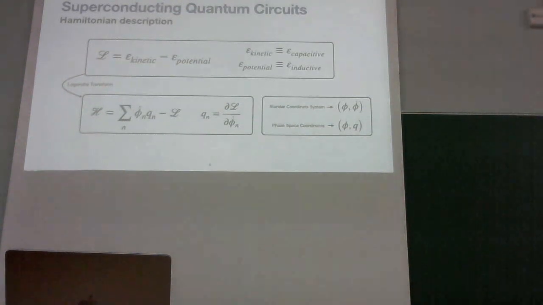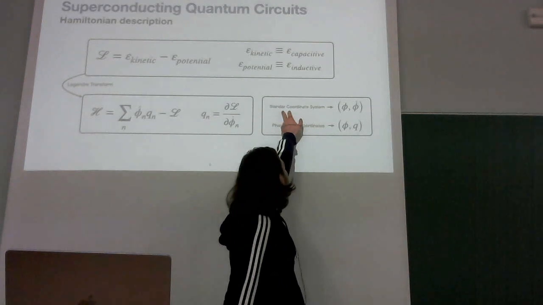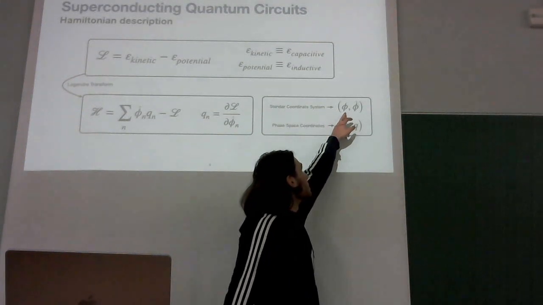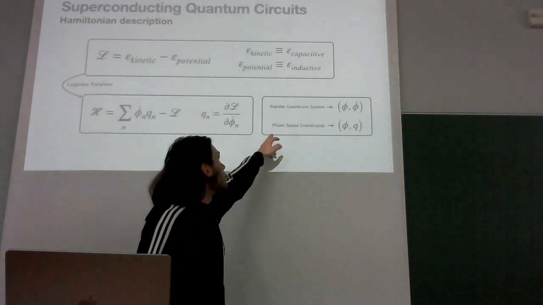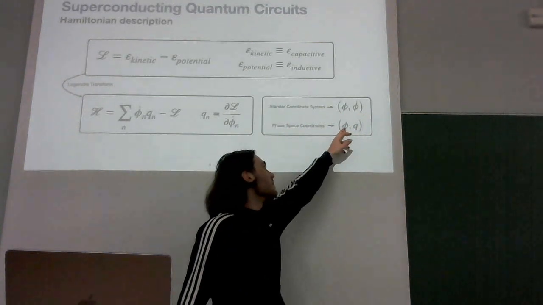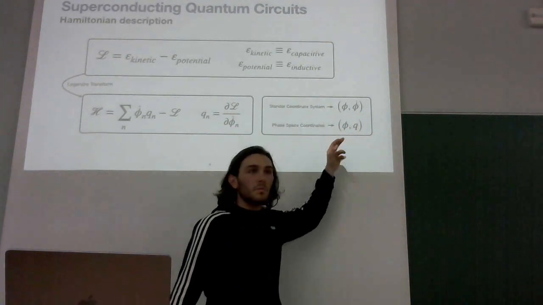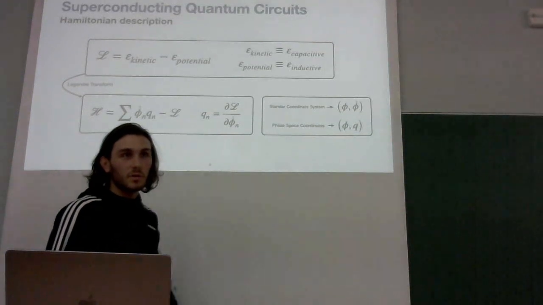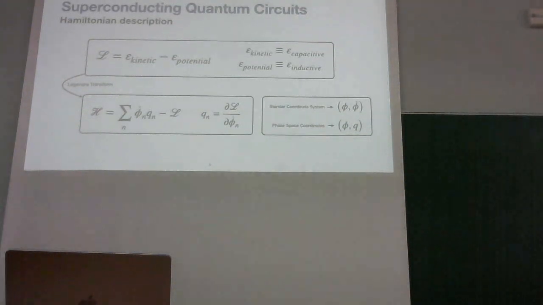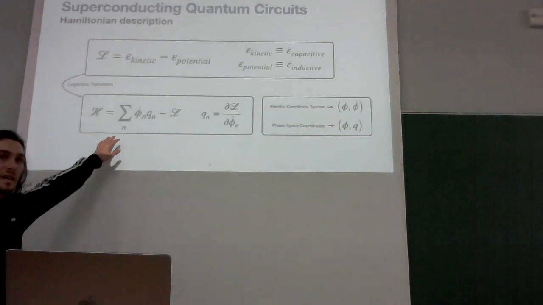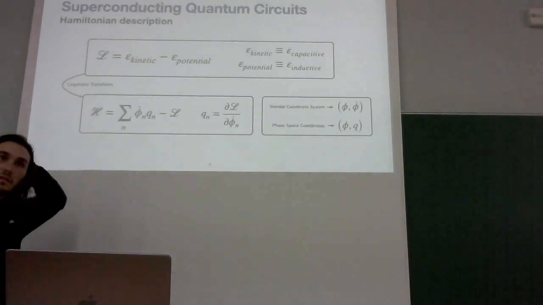Here you see that we work as in classical mechanics with the standard coordinate system, which is phi dot, and then you go to phase space coordinates, which is phi, which will be x, and the momentum. Q is the conjugate variable. N is the number of nodes, because you have as many dynamical variables as nodes in the circuit.